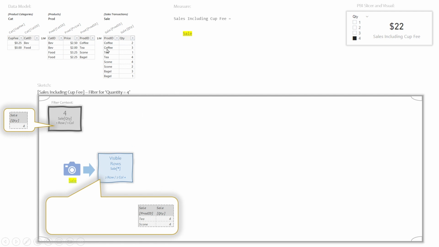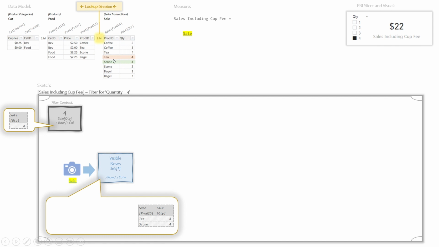So we're going to start here. Let's come up here and see. We're looking at those two rows right there, the T row and the scone row, right? So if we think about it, we know that we've got these two rows right here, and we also know that we've got this relationship between the sale table and the products table, and it's a many-to-one relationship.